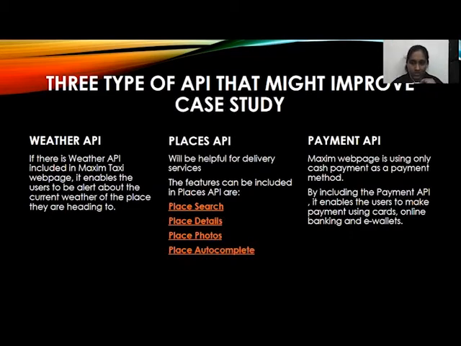The third one is about the Payment API. The MAXIM web page is using only cash as the payment method. So by including this payment API, it enables the user to make payment online by using cards, online banking, or e-wallet. That's all from me.